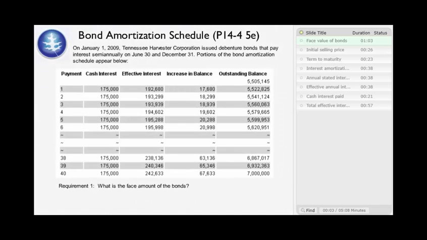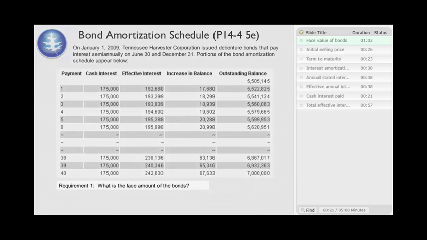On January 1st, 2009, Tennessee Harvester Corporation issued debenture bonds that pay interest semi-annually on June 30th and December 31st. Portions of the bond amortization schedule appear below.